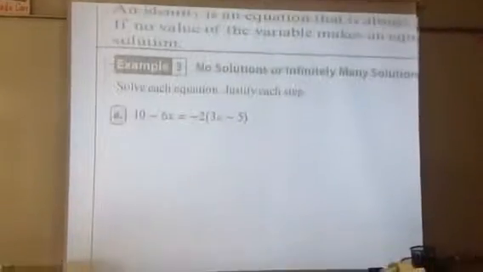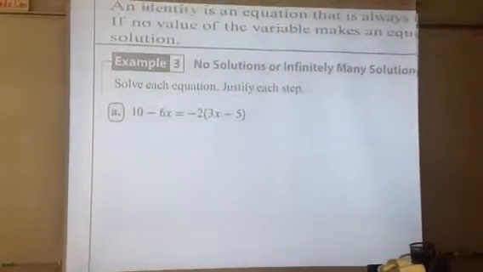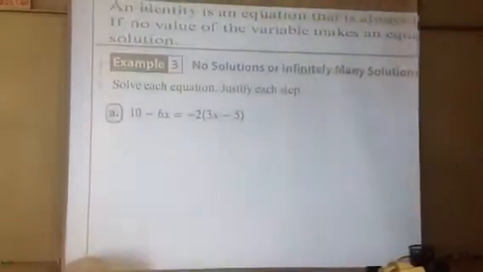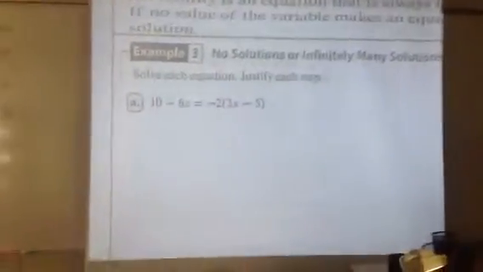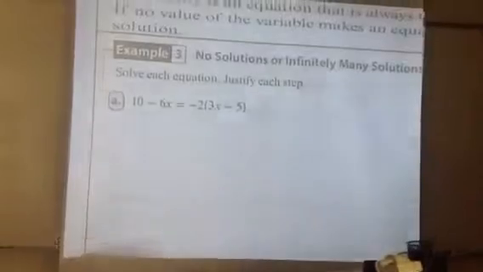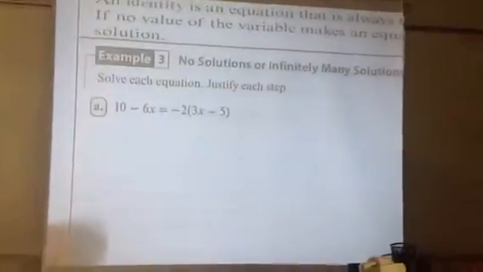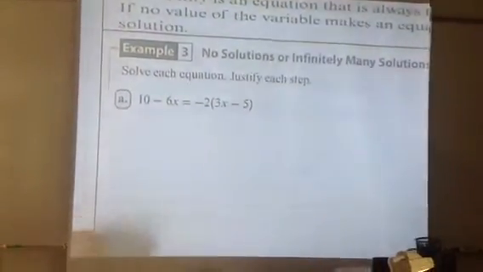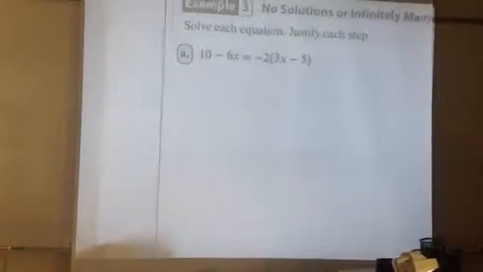Divide each side by 2. That gives me x equals 5. So an identity is an equation that is always true. It has infinitely many solutions. If it's an identity, that means that the left side is equal to the right side, and it has infinitely many solutions. If no value of the variable makes an equation true, that equation has no solution.